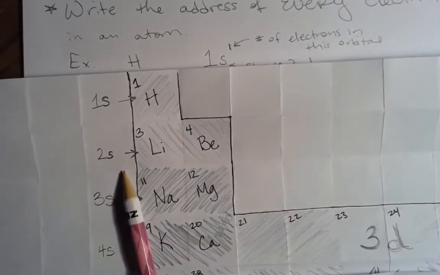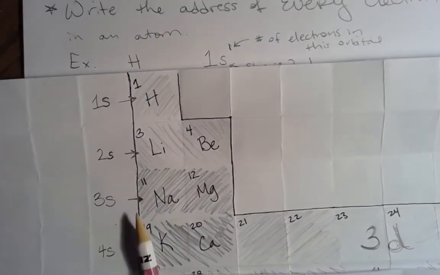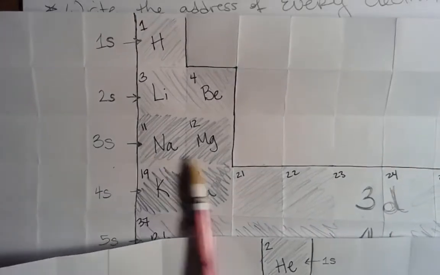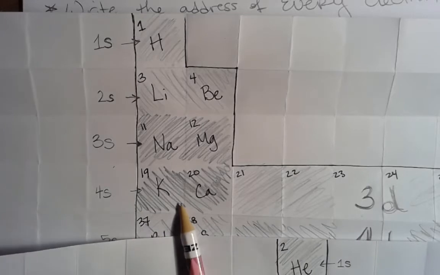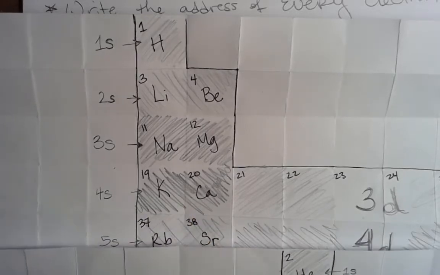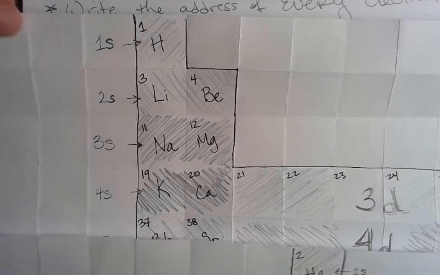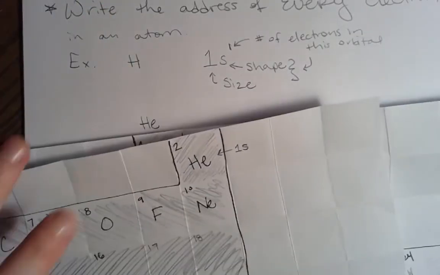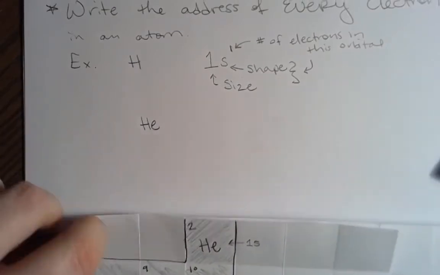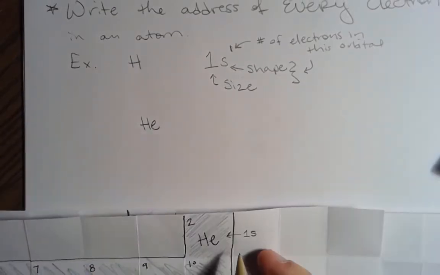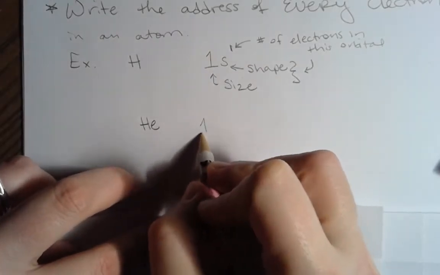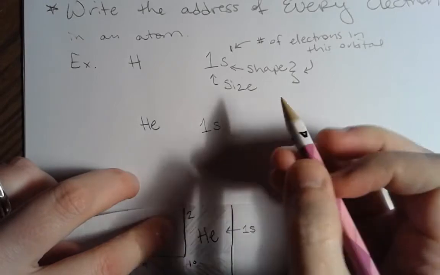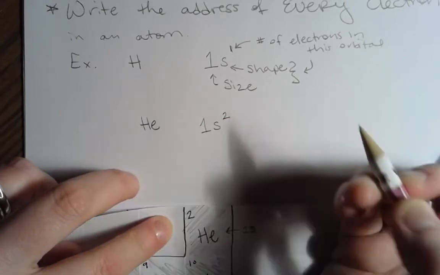They are lithium and beryllium. The 3s can hold 2 electrons. They're sodium and magnesium. The 4s can hold 2 electrons. They're potassium and calcium, and so forth. So if we're writing helium, helium is in the 1s shell. Its outermost electron is in the 1s orbital. We're going to say helium's electrons are in the 1s, and helium has 2 electrons in the 1s orbital.